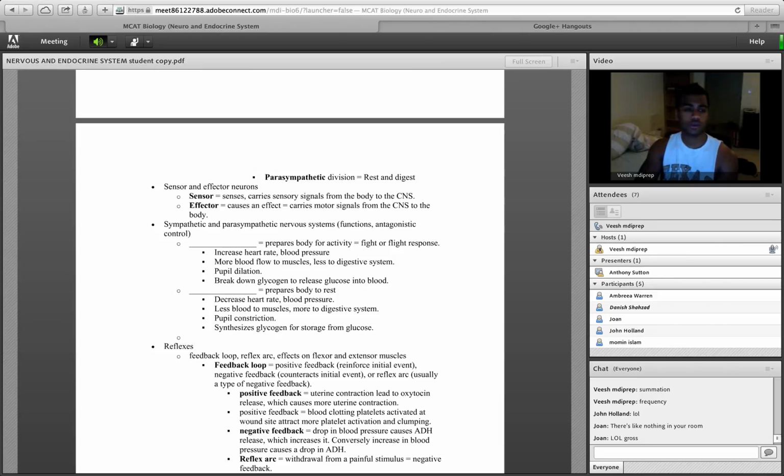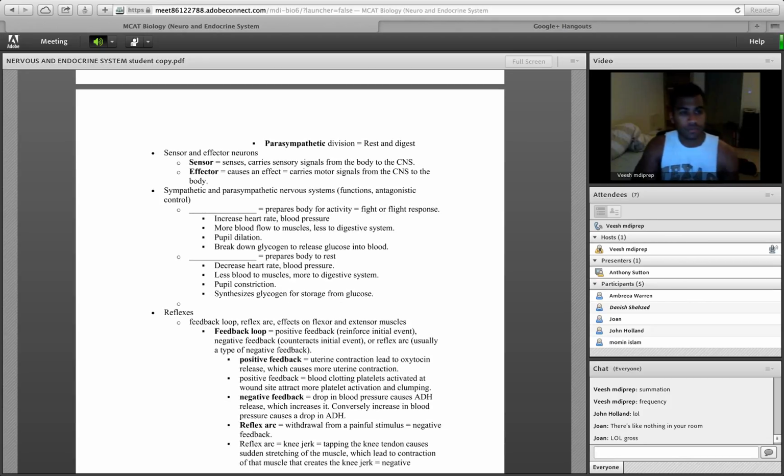Okay, so another distinction is your sensor and effector neurons. So the sensor, just like your sensory neurons that we talked about, those are carrying signals from your body to your CNS. So from wherever you get your senses, like your eyes, your nose, it's sending smell signals. Your ears are going to be sending audio signals. Your sense of touch is going to be sending pain signals, for example, back to your CNS. Whereas effector, it's going to be the opposite. So this is going to be the motor signals going from the CNS to the rest of the body.